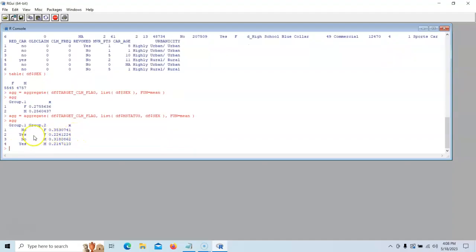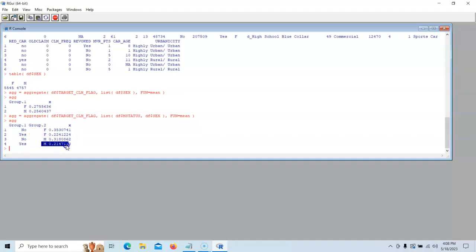Okay, so what do we have here? Single females, 35% chance. Single males, 31. So now I'm seeing that women in this data set tend to be riskier drivers than males. And if you are married, then it's about the same.